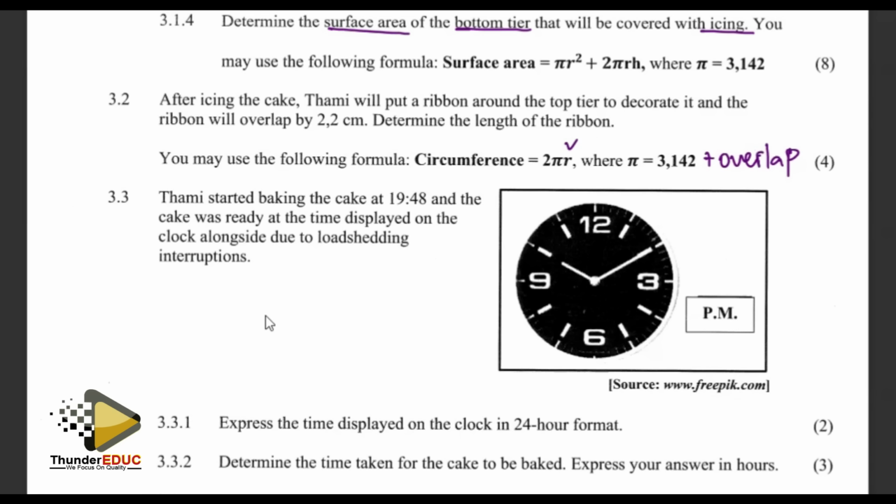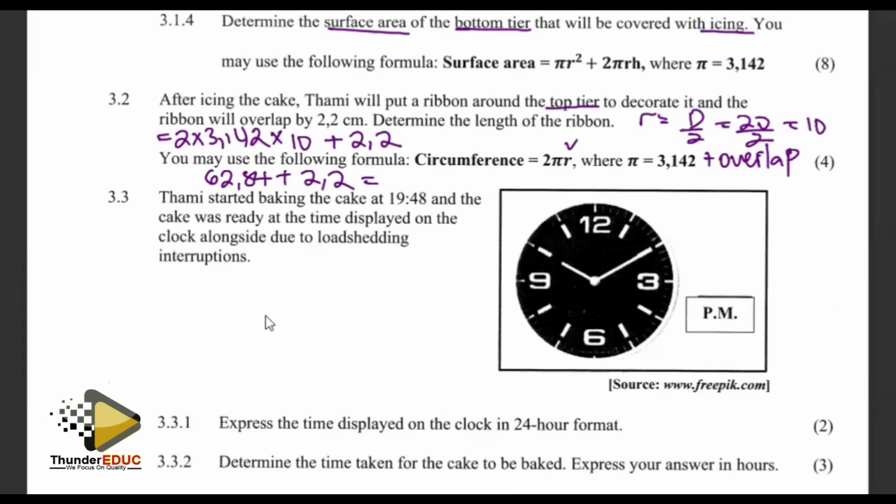So now the circumference. Definitely it's the small one, which is the top tier. That's what we are looking at. Remember, the top tier has a radius of 10. Why? Because the diameter is divided by 2. The diameter was 20, which makes the radius 10. So simple, you say 2 times 3.142 times 10 plus the overlap. So you end up having 62.84 plus 2.2, and you end up having 65.04 centimeters. See? Centimeters.